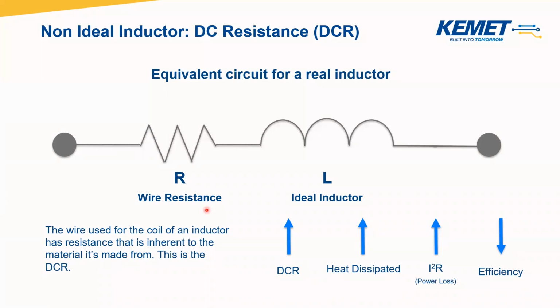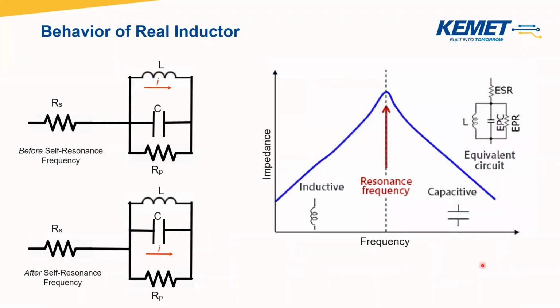But keep in mind that this R is actually a very important factor, because the higher your DCR is, the more heat you're going to get dissipated within the inductor, and subsequently the more your power loss is going to be, because power loss is I squared times R. So the higher R is, the more power you're going to lose through the inductor, and the less efficient your inductor is going to be. So your efficiency drops as your R resistance or DCR increases.